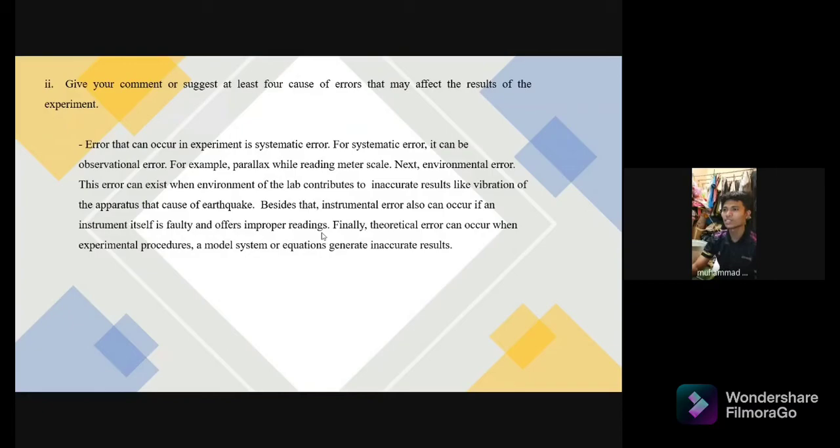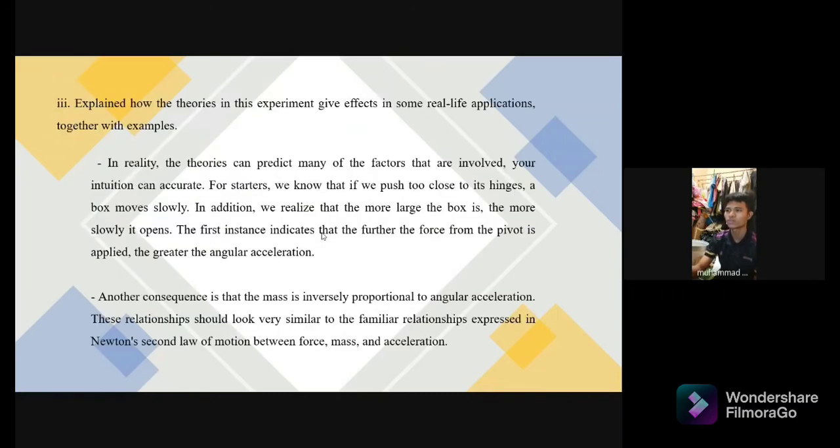Besides that, instrumental error can also occur if the instrument itself is faulty and gives improper reading. And lastly, theoretical error can occur when the experimental procedure, a model, system, or equation generates inaccurate result.